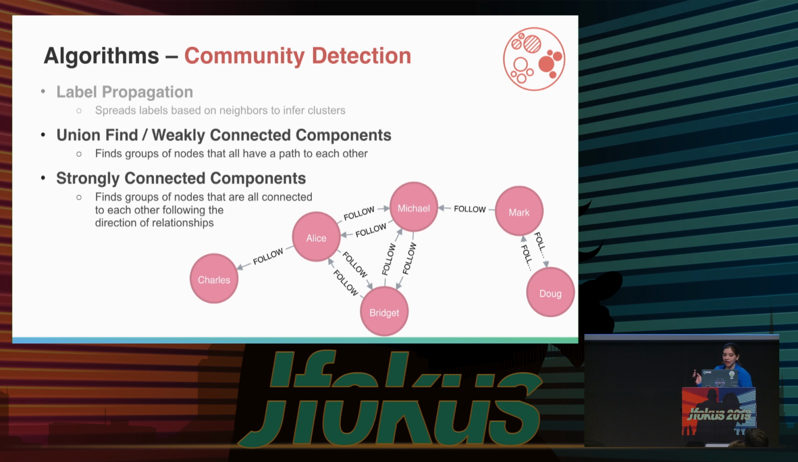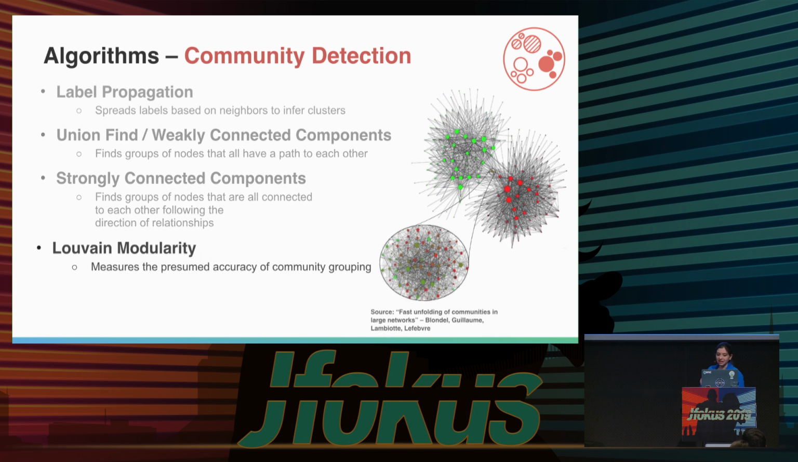So, Louvain modularity. This looks at the presumed accuracy of a grouping. This one is really interesting because it starts looking at the density of your relationships within groups. On the right-hand side there, you can see this example. I'll talk more about it in a second. But it starts looking at where my groupings of all the relationships will group these people together, and then what's the outlier at that point.